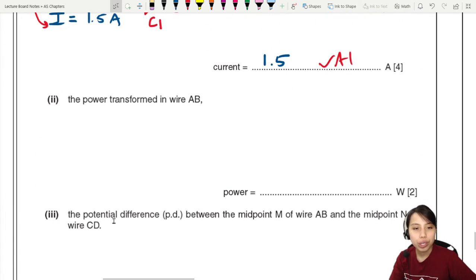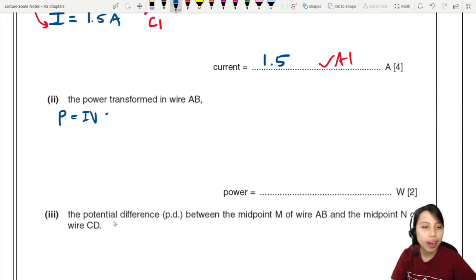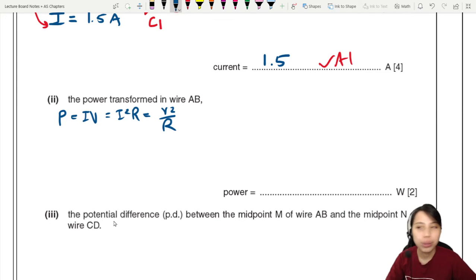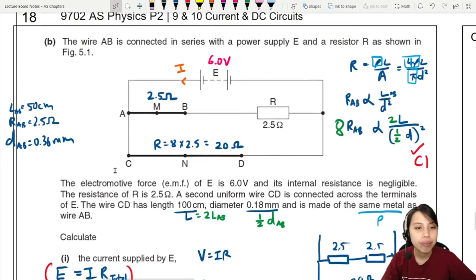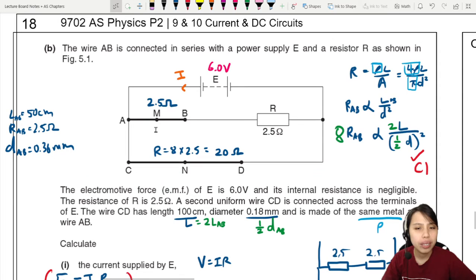Find the power transformed in wire AB. Power has quite a few equations: P equals IV, P equals I squared R, P equals V squared over R. Which one do we want to use? It's so many. The idea is you want to use what information you know. So wire AB, what do you know about wire AB? Do you know current? Not exactly. Do we know voltage? Not exactly, but we could find some with the help of a potential divider.